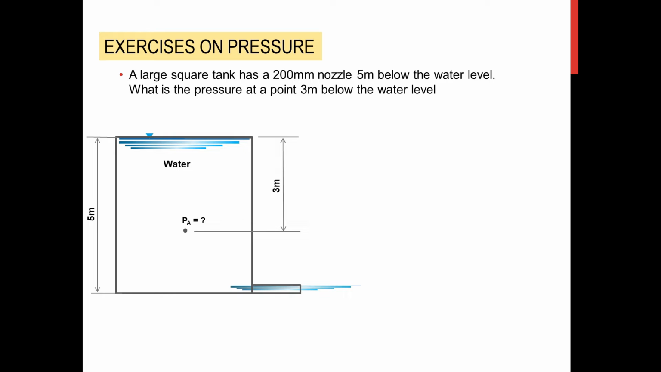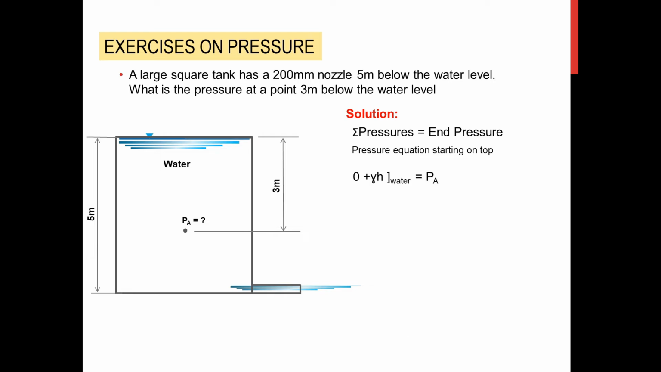Remember that the opening at the bottom, or 5 meters below the water level, has no bearing on the pressure 3 meters below the water surface, which is the unknown. So again, we apply that summation of pressures is equal to the end pressure. This time, I'm going to start writing my equation on top.